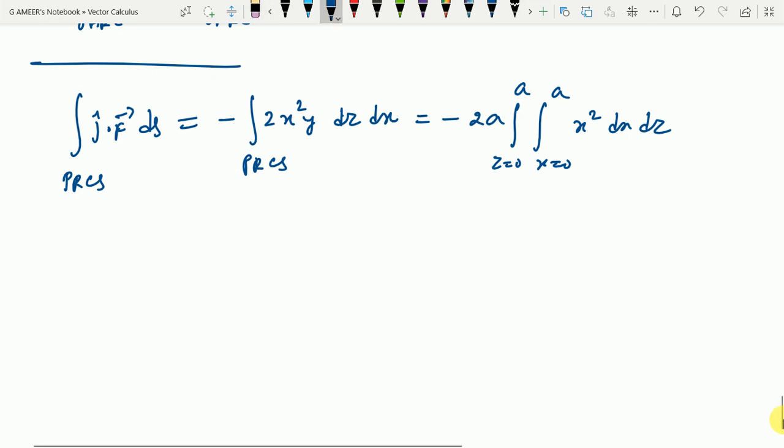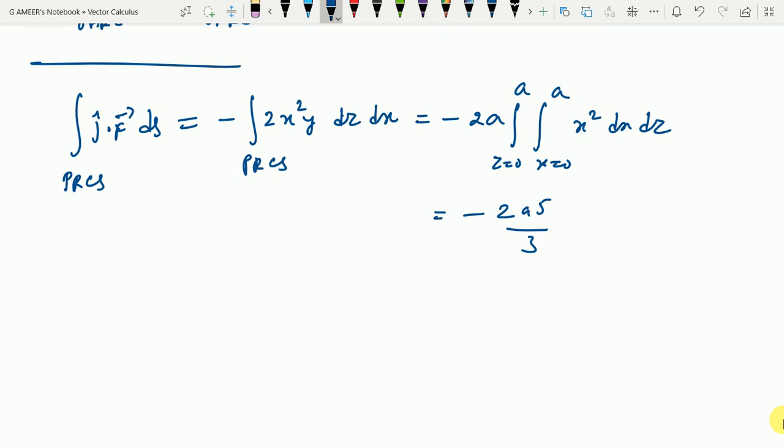So when I perform this x square, it will come as x cube by 3. So that is a cube by 3. Then it is only a 4 by 3, so that is a power 5 by 3. That is minus 2a power 5 by 3 will be the answer. Okay, so minus 2a power 5 by 3 is the answer.